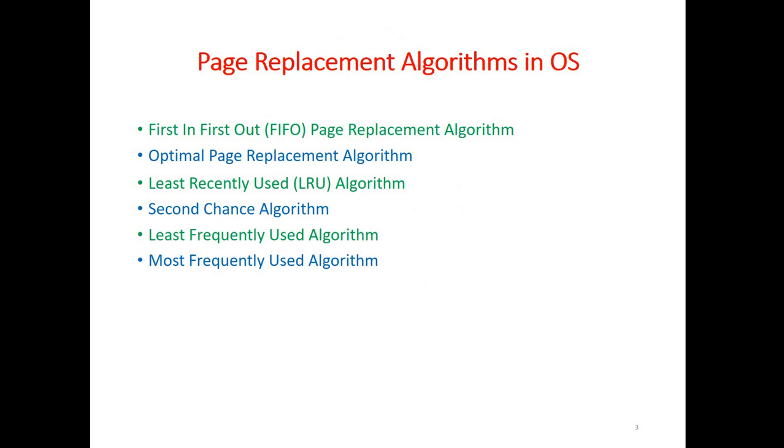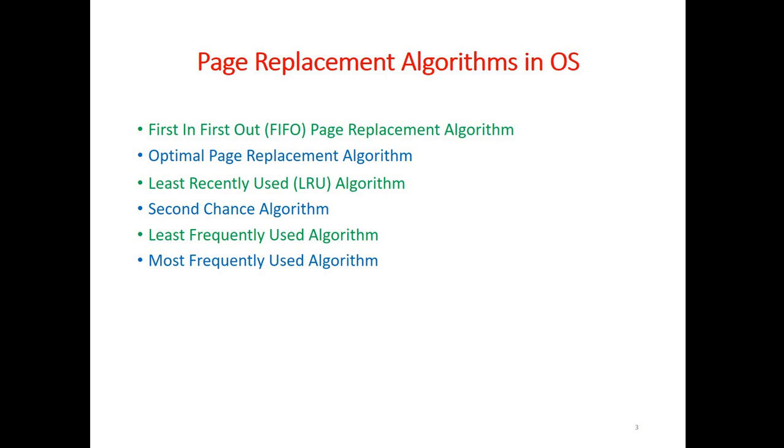There are various page replacement algorithms available in the operating system as listed here. First in first out page replacement algorithm, optimal page replacement, least recently used page replacement, second chance algorithm, and counting algorithms. Under counting algorithms, least frequently used algorithm and most frequently used algorithm are available.